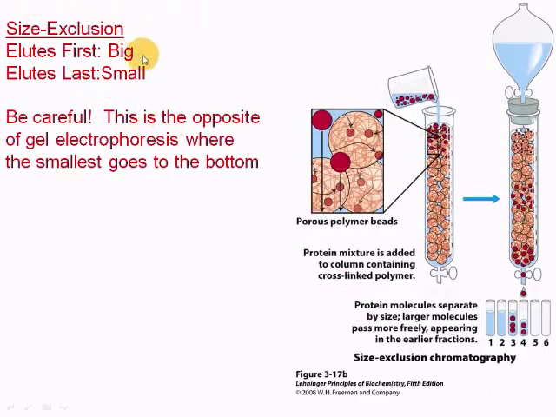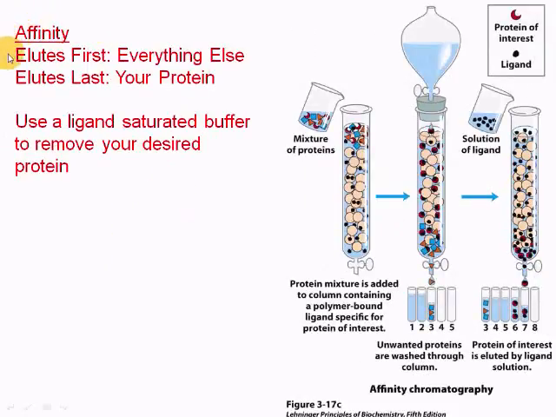Size exclusion. What's going to elute first? Whatever's big is going to elute first, and whatever's small is going to elute last. So be careful, because this is the opposite of gel electrophoresis, where the smallest goes to the bottom first. Okay, then you have affinity, and what elutes first? Everything else, and what elutes last?